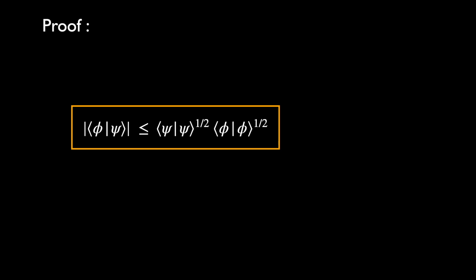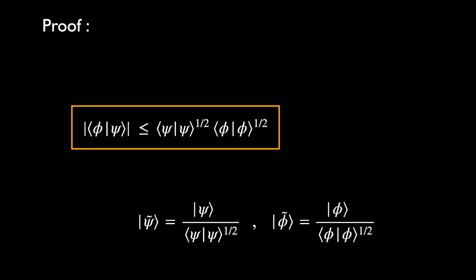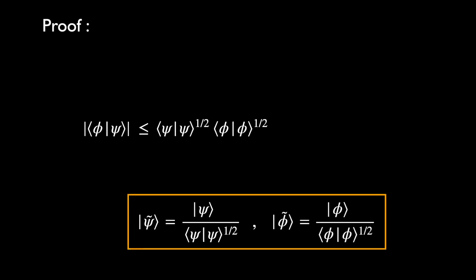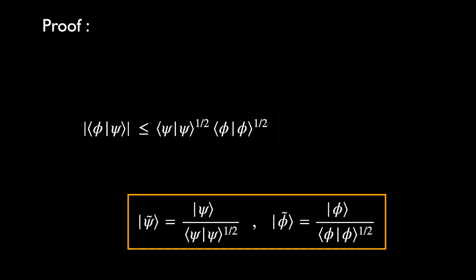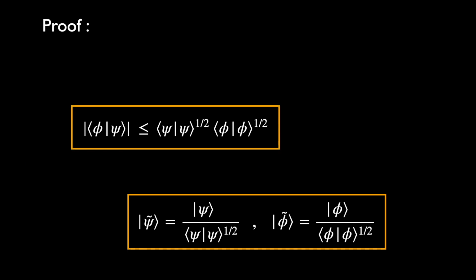Any unnormalized vector, psi, can be normalized to a parallel vector, psi tilde, with a normalizing factor, and similarly for phi. Here we notice that the normalizing factors for both sides of the Schwarz inequality are actually equal and so cancel out. Therefore, the inequality also holds for unnormalized vectors. This completes our proof.